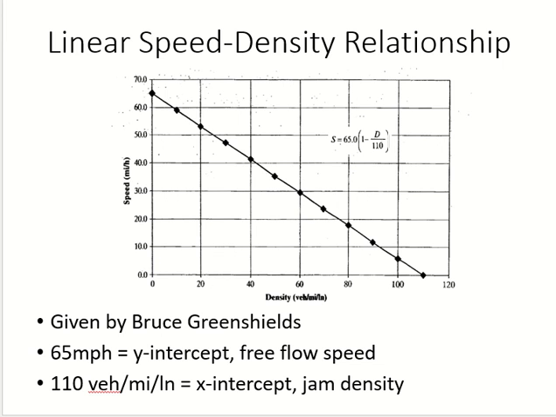Okay, so you can see the points in the graph, and these points are joined by a straight line. This was the assumption at that time. So to have the relationship between speed and density, I need the equation of a straight line. What is the equation of a straight line?